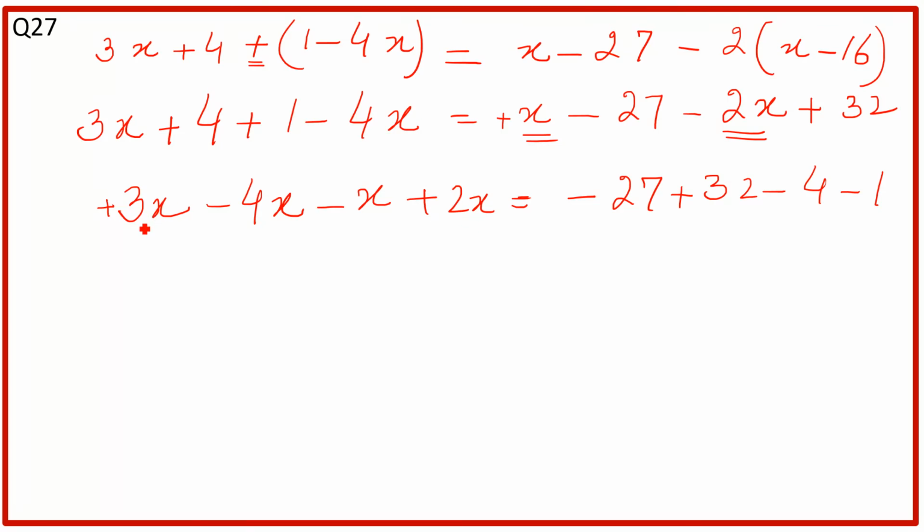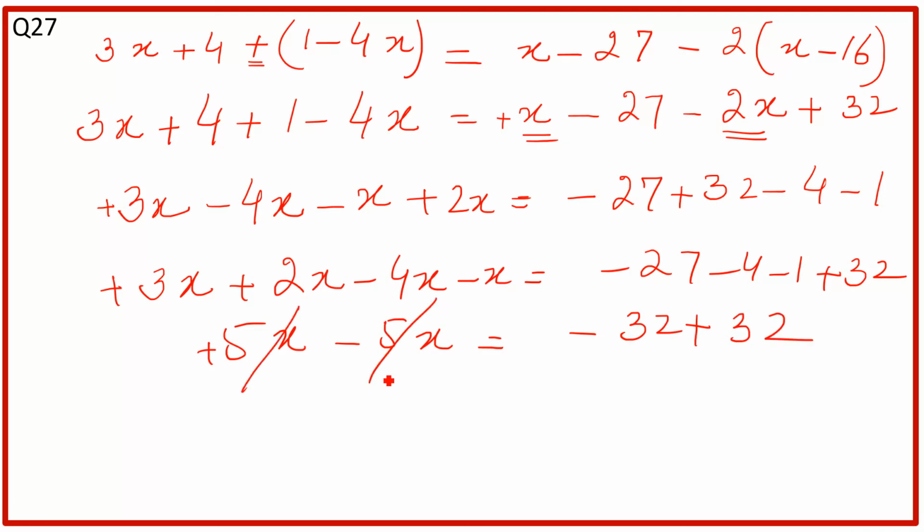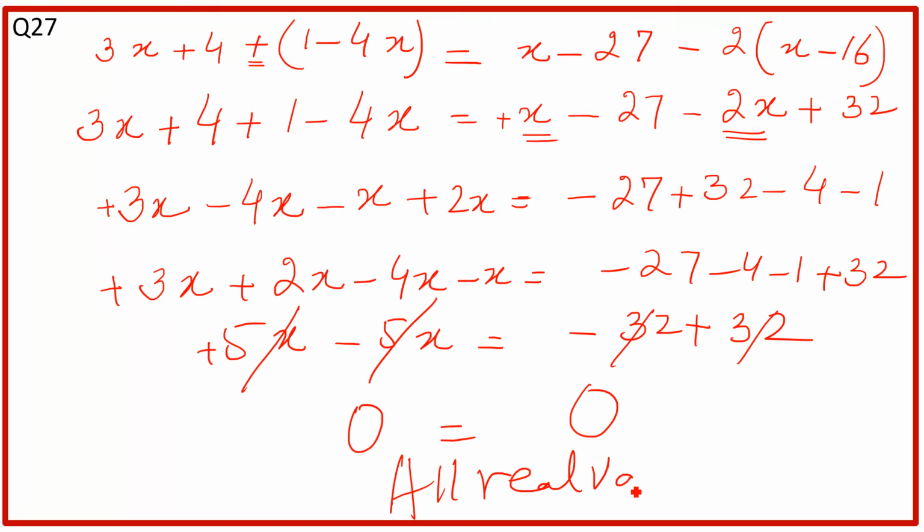So see, these two are positive 3x. Okay, I will write down one more step. We will bring all the positives together and the negatives. This is negative 27, negative 4, negative 1, plus 32. So it will be positive 5x, and this is negative 5x, and this is negative 32 and this is positive 32. Again see, positive and negative, 0 is equal to 0. This is true for all real values and it is not linear.